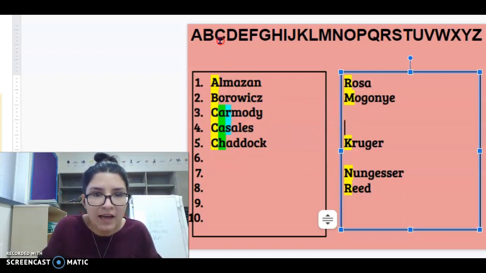We left off on C, and we have these names left: Rosa, Magoni, Kruger, Nungesser, Reed. Let's keep going. Letter D. No name. Letter E. F. No. G. H. I. J. K. Yep, Miss Kruger.